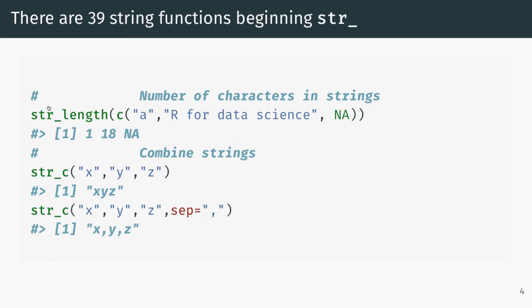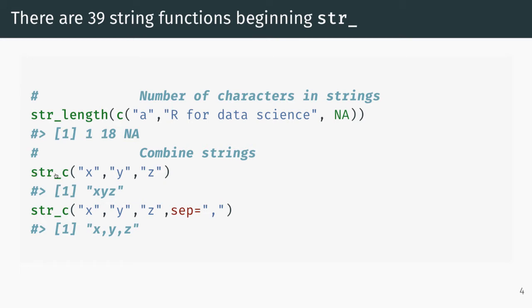So a couple of the functions are str_length and str_c. str_length simply gives the length of a string. So here we have a string of length 1. That's this one right here. Here we have a string of length 18, that's this string here. And here we have a string of NA, and its length is NA. So we don't know what NA is, so we can't know how long it is.